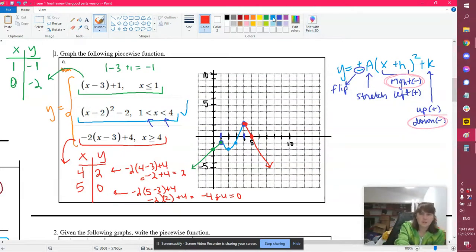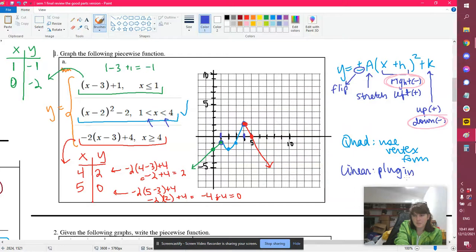To summarize, for quadratics, use vertex form to graph. And for linear lines, plug in points. Plug in points that are in your domain, either your 2 endpoints or your endpoint and then something else in the domain.